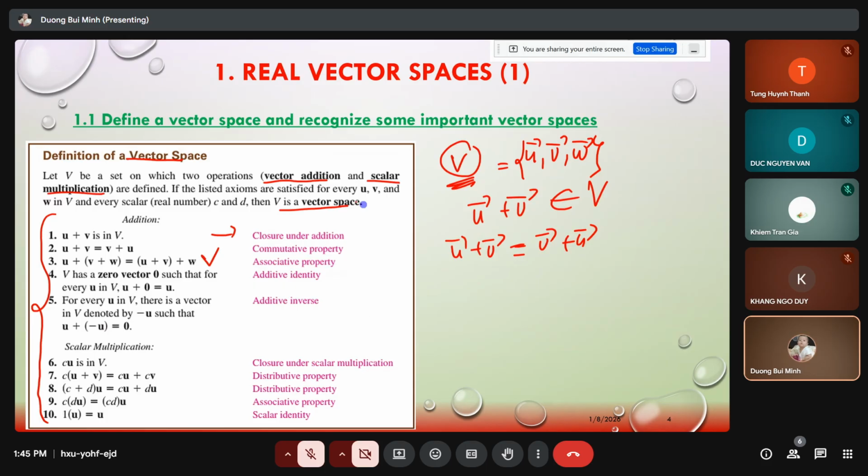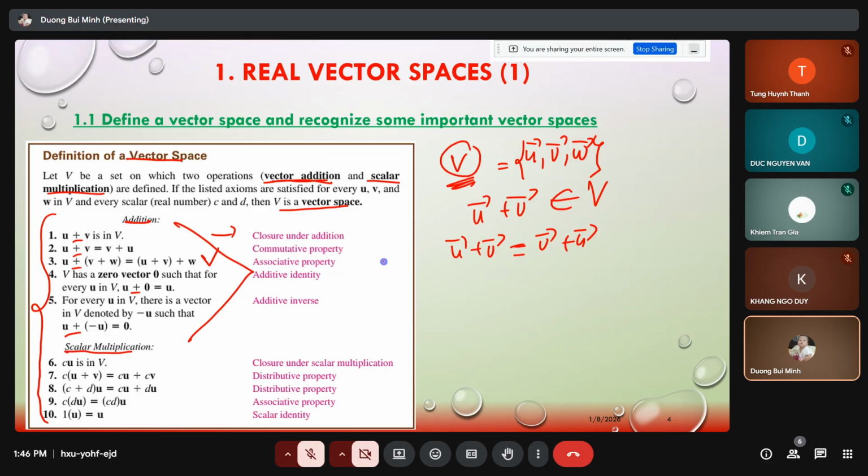If we consider the first 5 properties, these are addition, so we say vector addition. And the other 5 properties we say scalar multiplication, because c times u plus v is equal to c times u plus c times v. So in general, we have 2 general properties, vector addition and scalar multiplication.